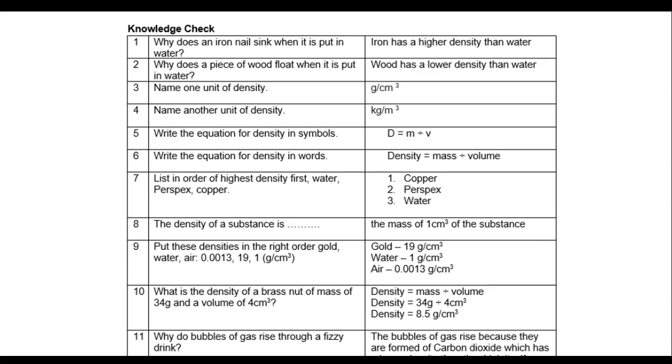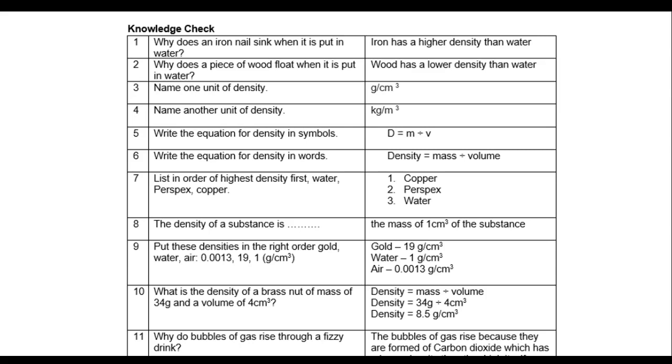We then have two units of density. One of those is grams per centimeters cubed. The other unit of density is kilograms per meters cubed. So it doesn't matter which way you put these around, but you should know both units for density. The equation for density in symbols is D equals M divided by V. And in terms of words, that is density equals mass divided by volume.